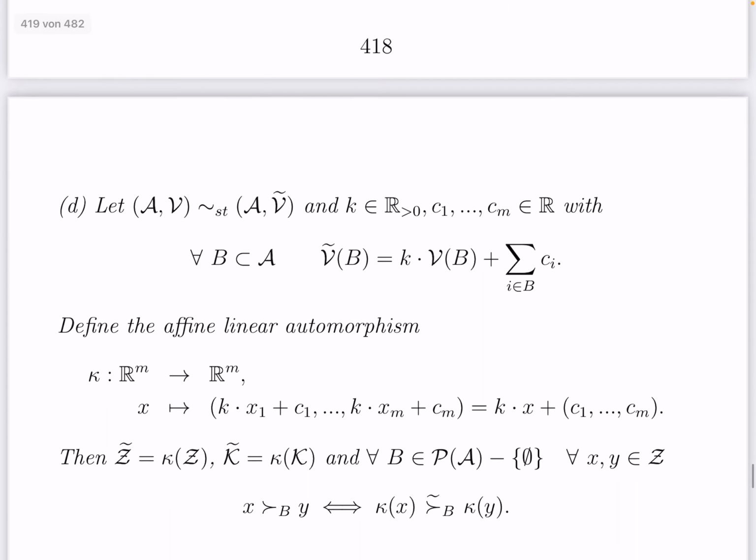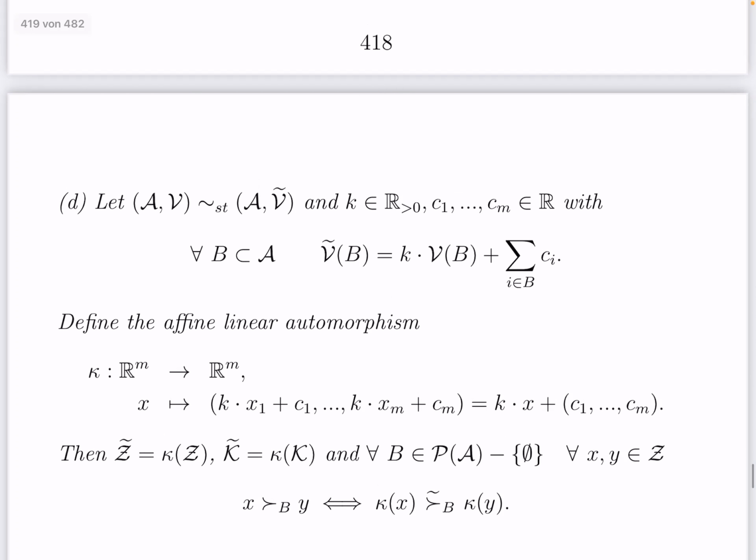And the last part. Here we suppose that we have two strategically equivalent games, (A, V) and (A, Ṽ), with constants k and c1 to cm and the usual formula. Then I will explain that also the corresponding sets Z of imputations and Z tilde, K of the core and K tilde are closely related, and also the dominance relations are closely related in these two games. That's why we can really consider them as equivalent in some way.